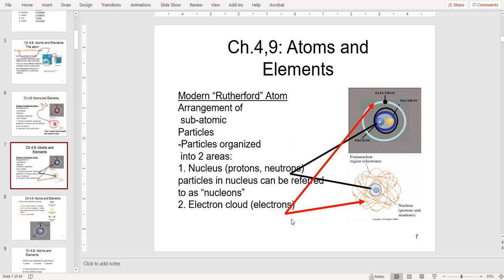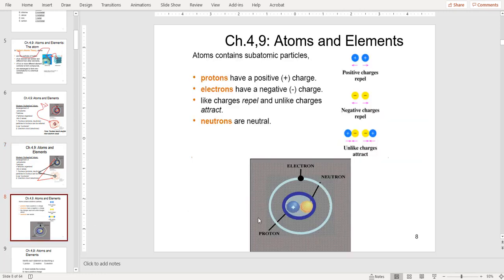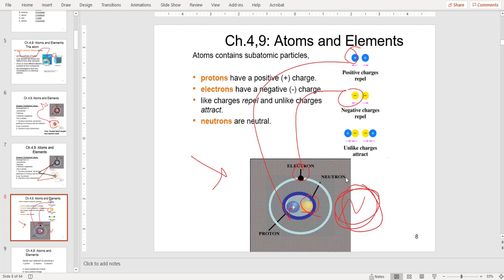So we've labeled protons, neutrons, and electrons. Make sure you're familiar with those. And then let's assume that electrons are always going to have a negative charge. Protons will always have a positive charge. And neutrons are always going to be neutral. Hence the term neutral. That's pretty straightforward.